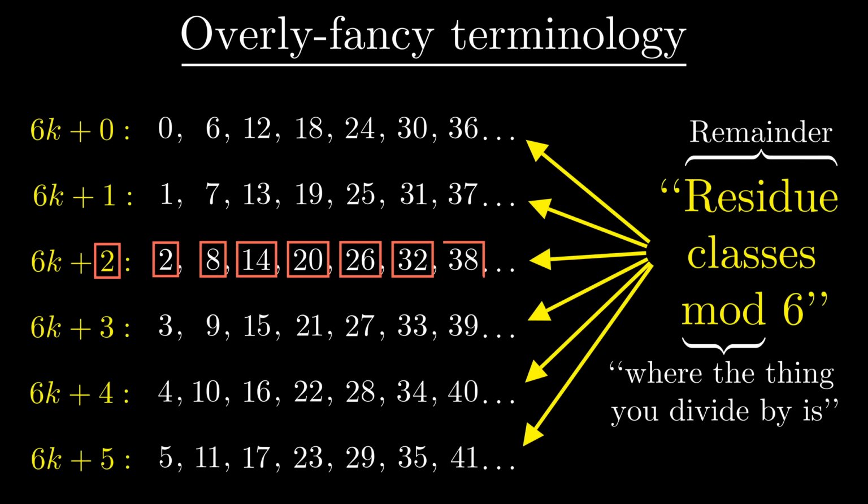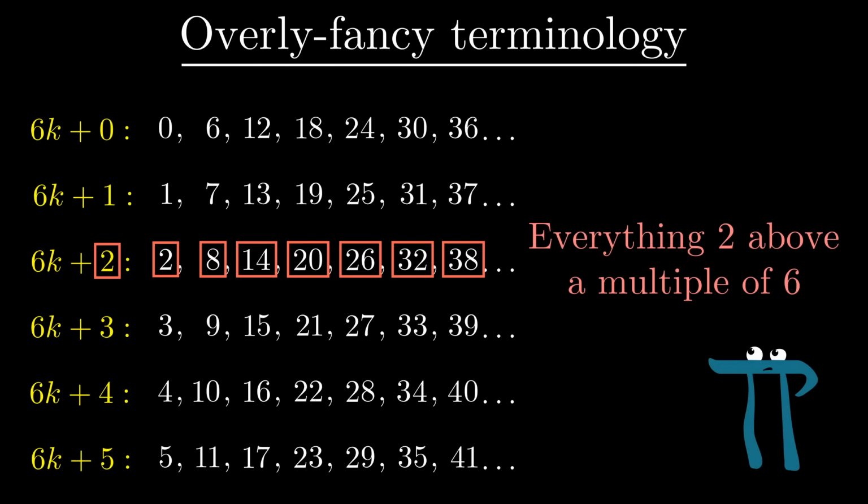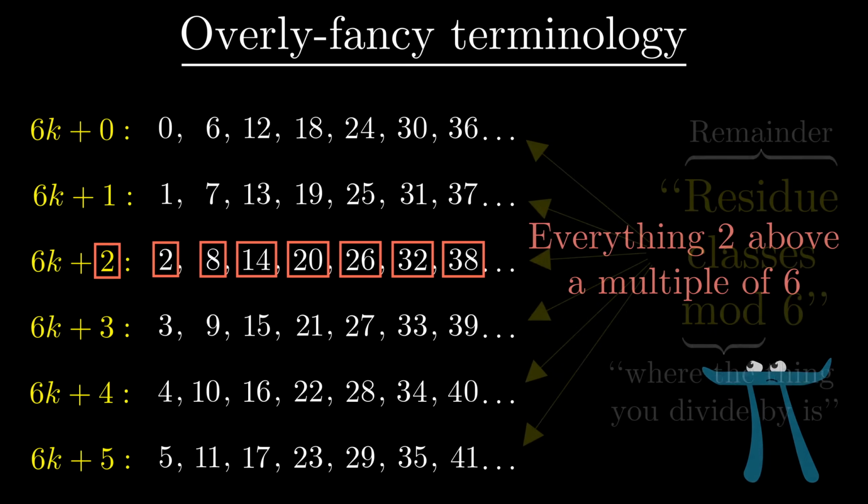Together with all the other numbers leaving a remainder of 2 when the thing you divide by is 6, you have a full residue class mod 6. I know that that sounds like the world's most pretentious way of saying everything 2 above a multiple of 6, but this is the standard jargon, and it is actually handy to have some words for the idea.